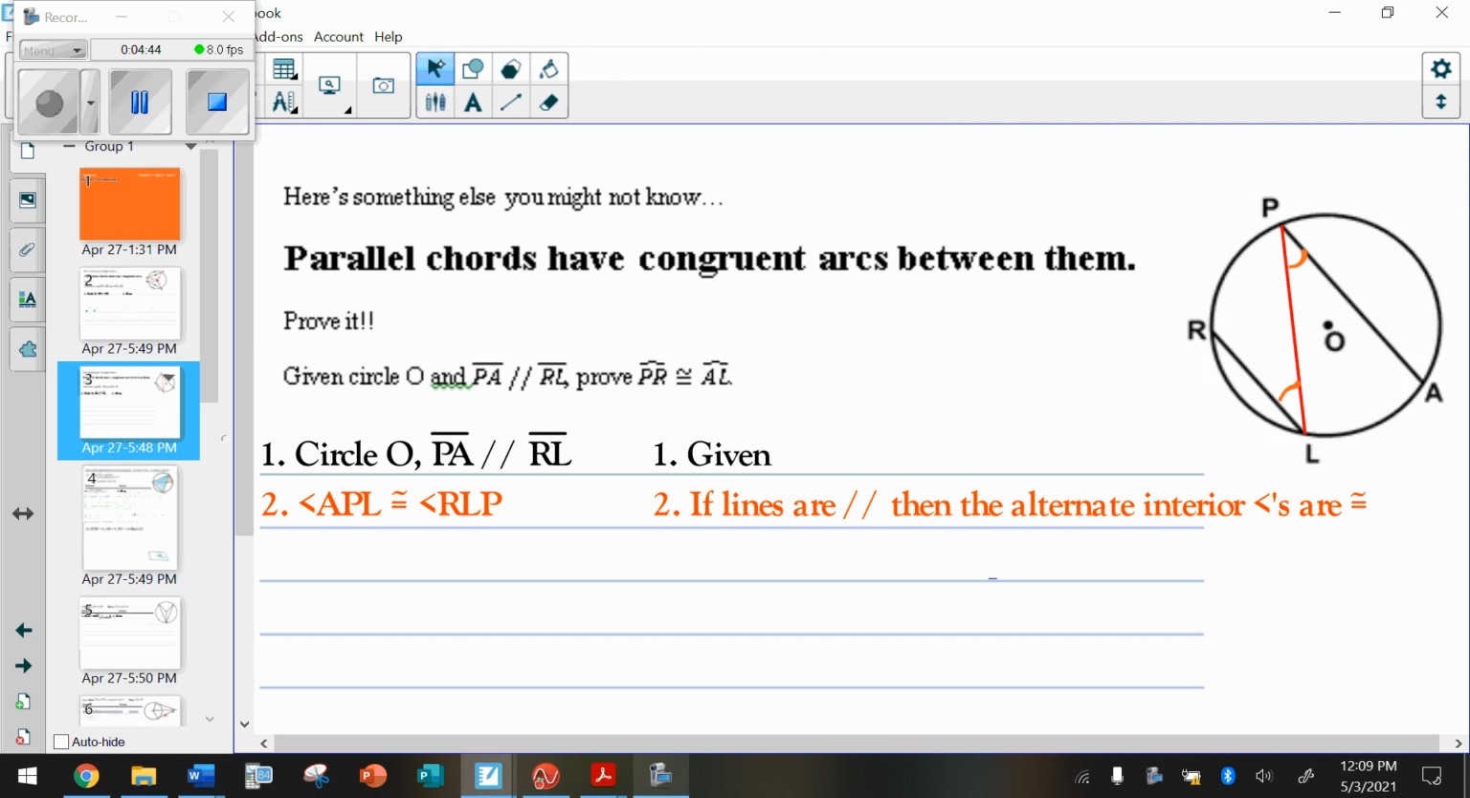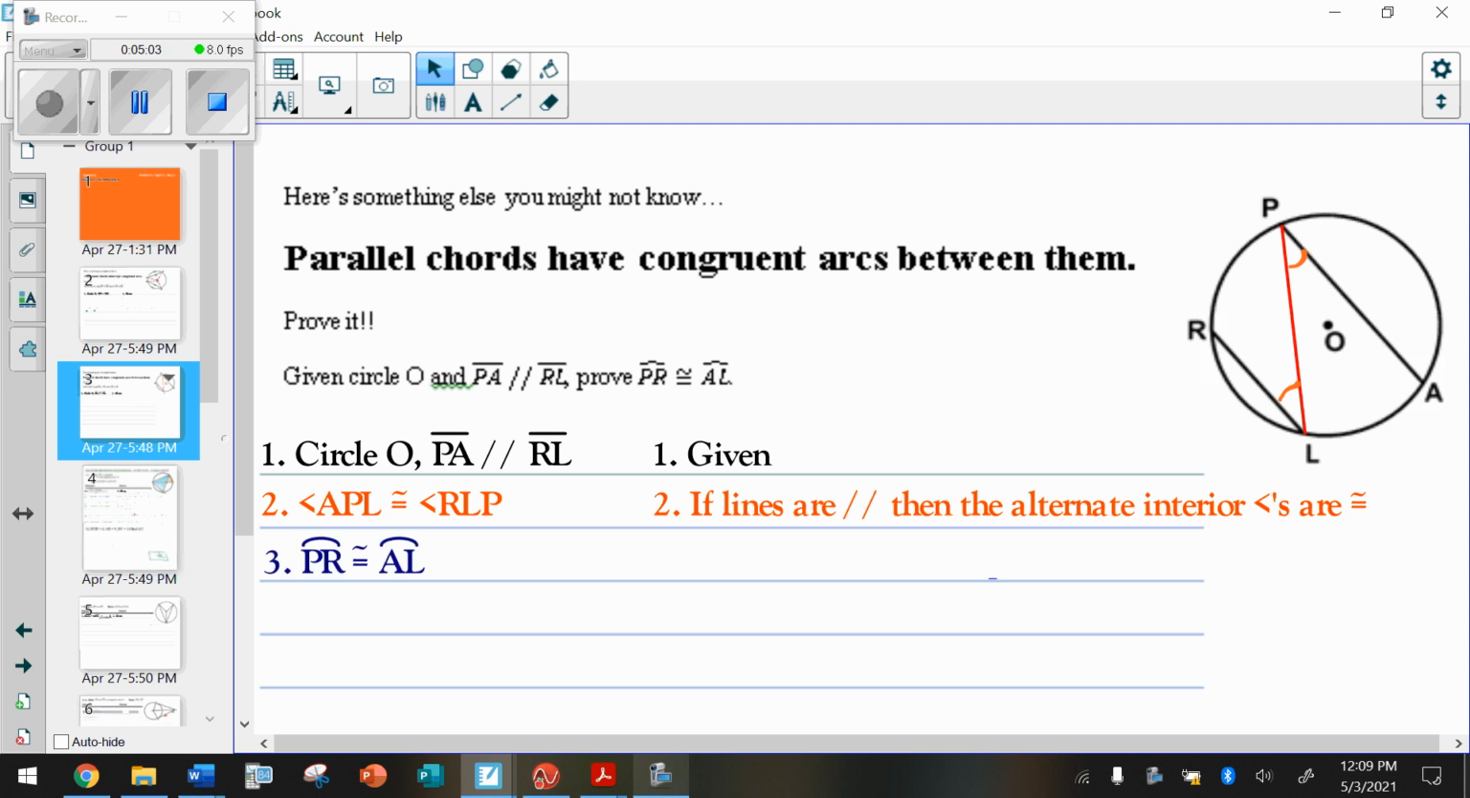Next is zigzag. That's one of the things we were looking out for when we were doing proofs back in November, December. Actually, even started that in October with the parallel lines cut by a transversal. If the lines are parallel, alternate interior angles are congruent.